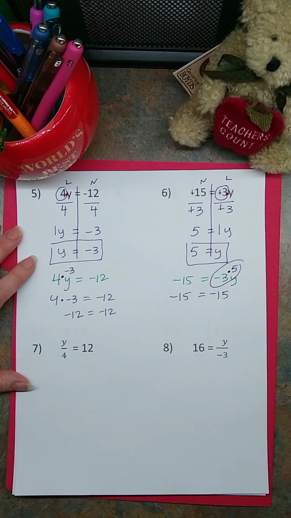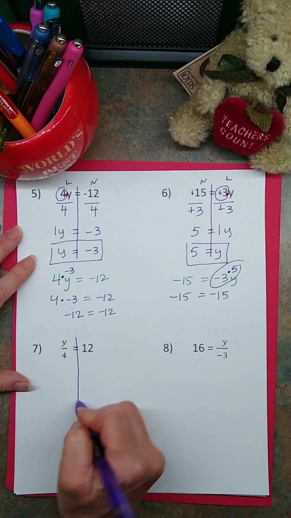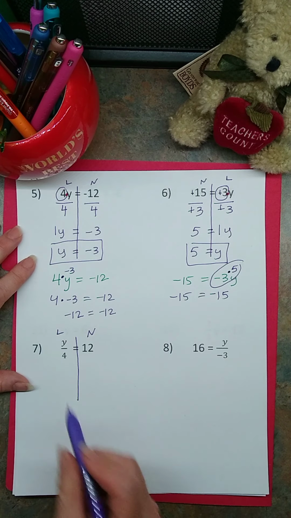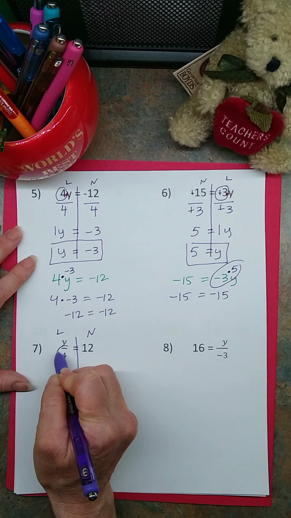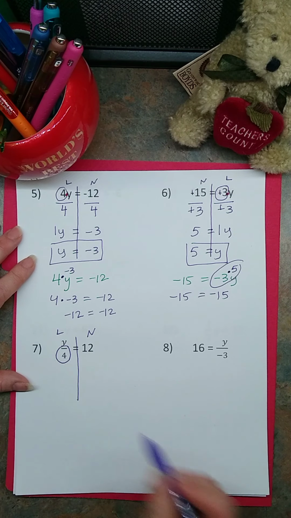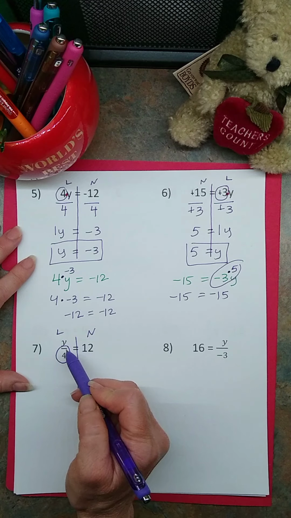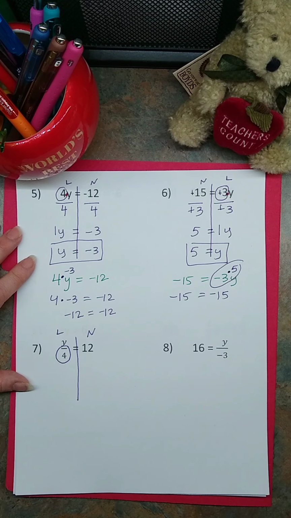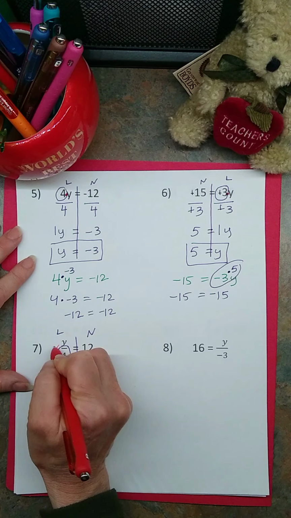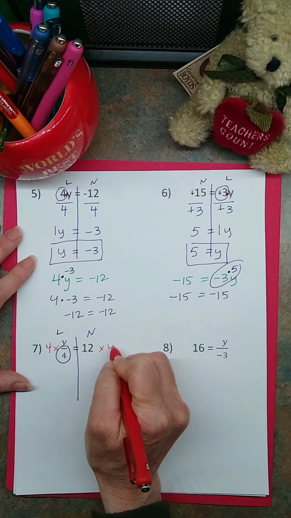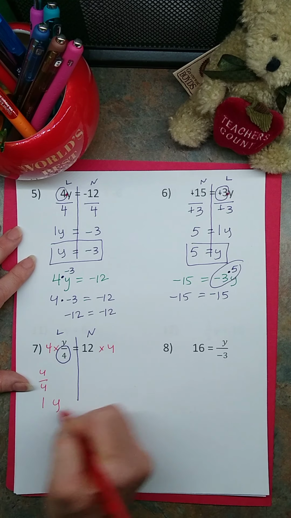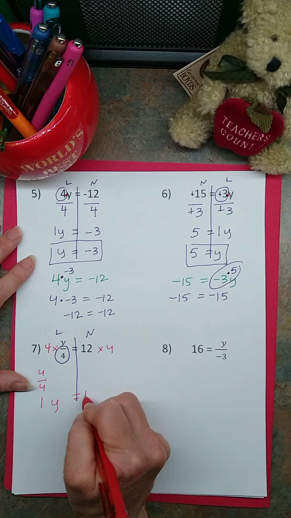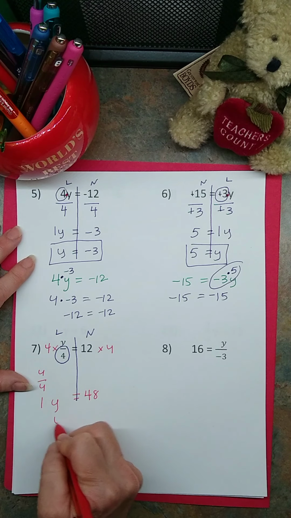All right, let's give number 7 a try. Divide it, letters, numbers. We want only ABCs here, only 1, 2, 3s here. What's on the wrong side? That 4. Now, what does that bar mean? Which operation is it? That bar means divide. So the opposite operation of dividing is to times. 4 over 4 is 1. So this is 1y. 12 times 4 is 48. And remember, 1y is just y.